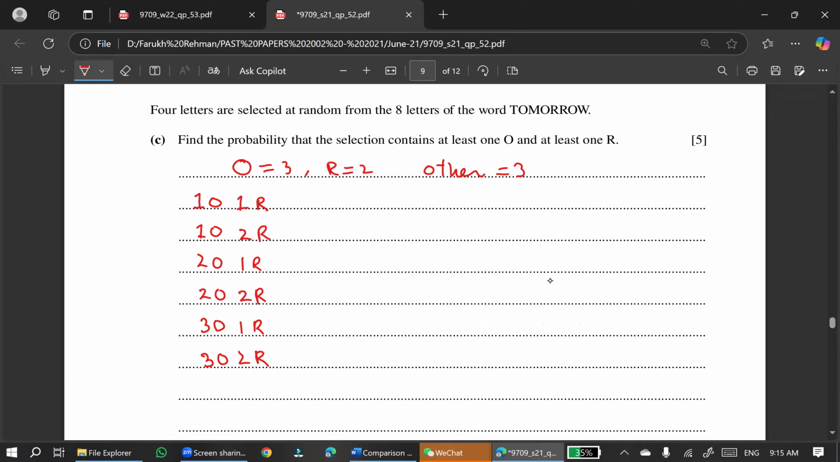We cannot consider this case, 3 O's and 2 R's, because 3 plus 2 is equal to 5 and we want to select only 4 letters. So we will erase this case. We will draw 4 spaces against each case.